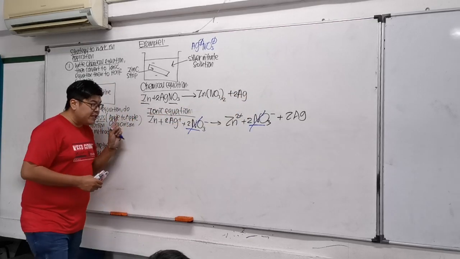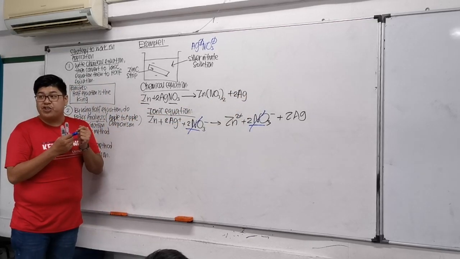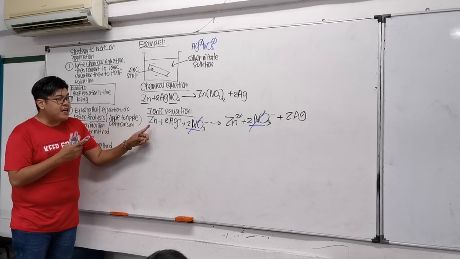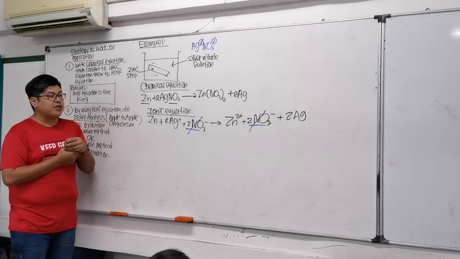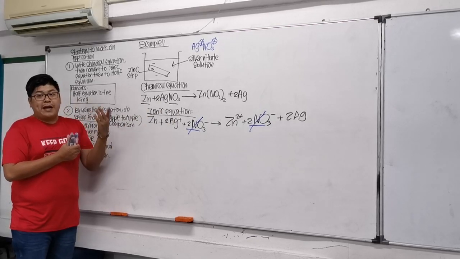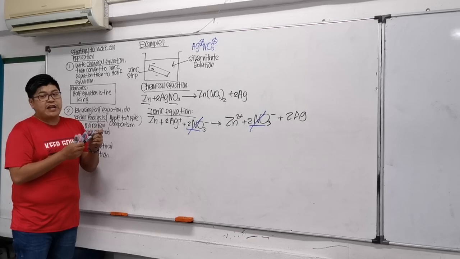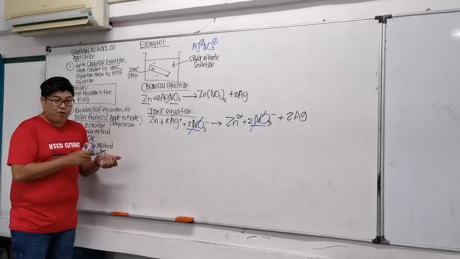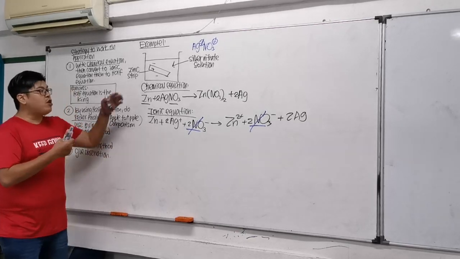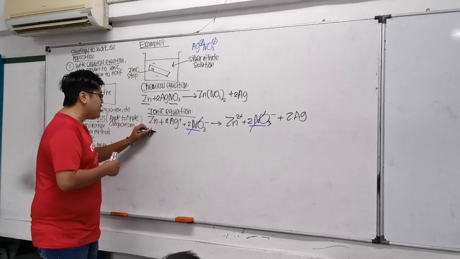So after cutting out, this remainder is called the ionic equation. Can you hear that? This whole thing is the ionic equation now. Why? Recall from last week, what is an ionic equation? An equation that has charge but no electrons. Next, can we go further to make it become a half equation?